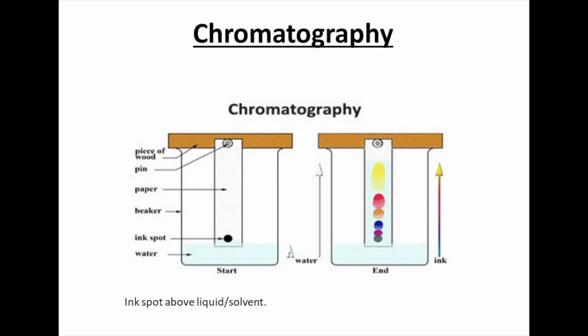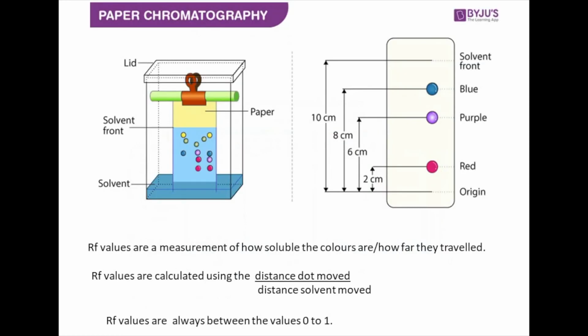The ink spot there, if I go back, we tend to draw a pencil line to know where the ink spot needs to be drawn. And we draw the pencil line where to put the dot using pencil, because pencil doesn't dissolve in water. It's insoluble in water. So only the ink would move. If we drew the line in ink, the ink would wash away as well.